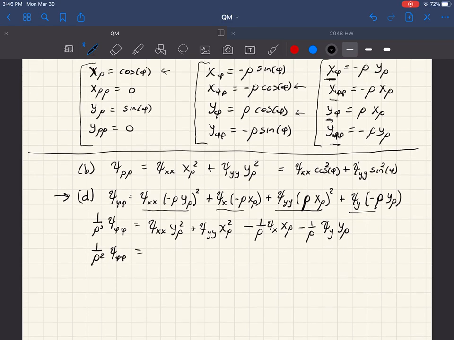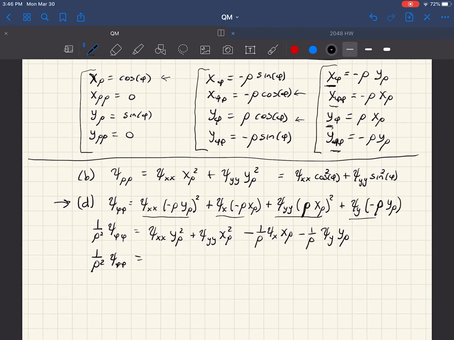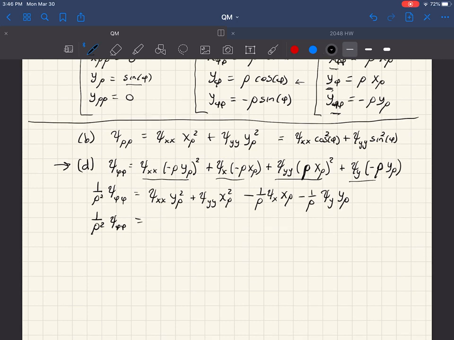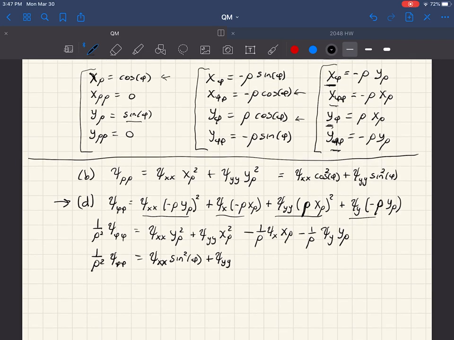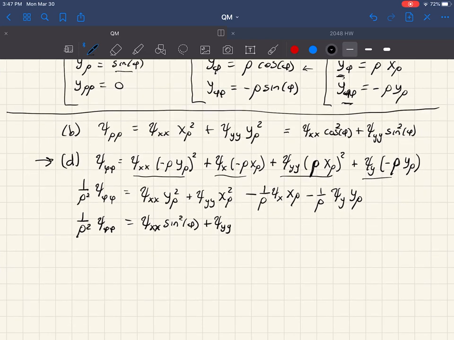Now, the derivative of y with respect to rho is sine, and it comes in squared. So we have this times sine squared plus the second y derivative of psi. And we have the rho derivative of x, which is cosine. So this is cosine phi squared.